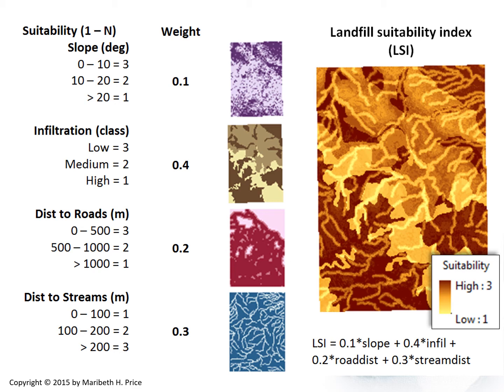Alright, so how does the landfill suitability index work? We take the slope and we multiply it by the weight. We take the infiltration, we multiply it by the weight. We take the distance to the roads, we multiply it by the weight. Distance to the streams, we multiply by the weight. We add those together and you end up with a number. Alright?